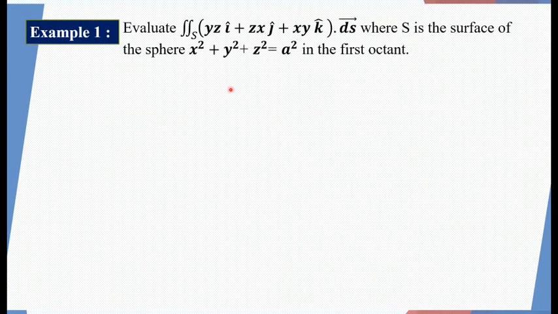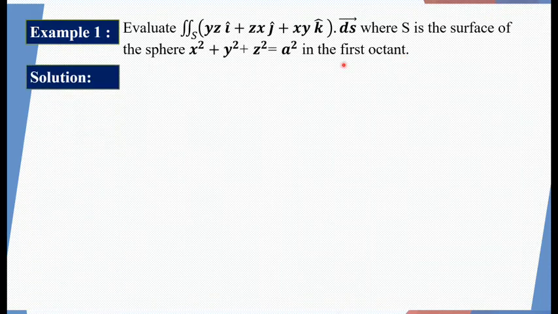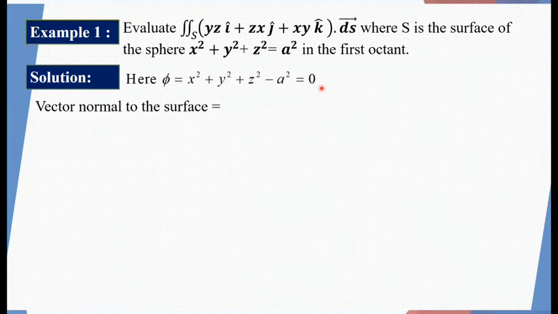So example 1: evaluate the double integral over S of yz i plus zx j plus xy k dot vector ds, where capital S is the surface of the sphere x square plus y square plus z square equals a square in the first octant. So it is clear that we have to find it in the first octant. So first octant means only the xy plane. So here we can let phi be a scalar function equal to x square plus y square plus z square minus a square equals 0.